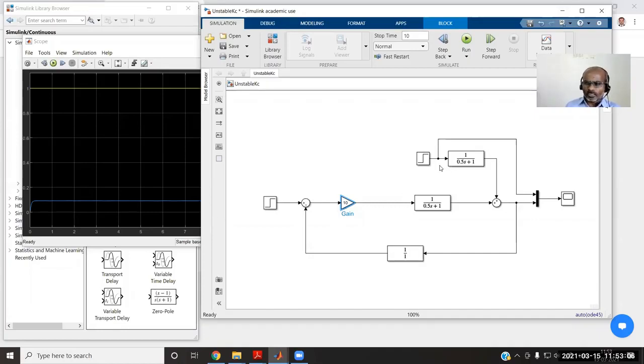Otherwise we have studied the closed loop response for changes in the load, what is called the disturbance rejection problem. Say there is a disturbance entering and the closed loop should work to reject the disturbance. That is what is called disturbance rejection. Otherwise it is called a regulator problem.